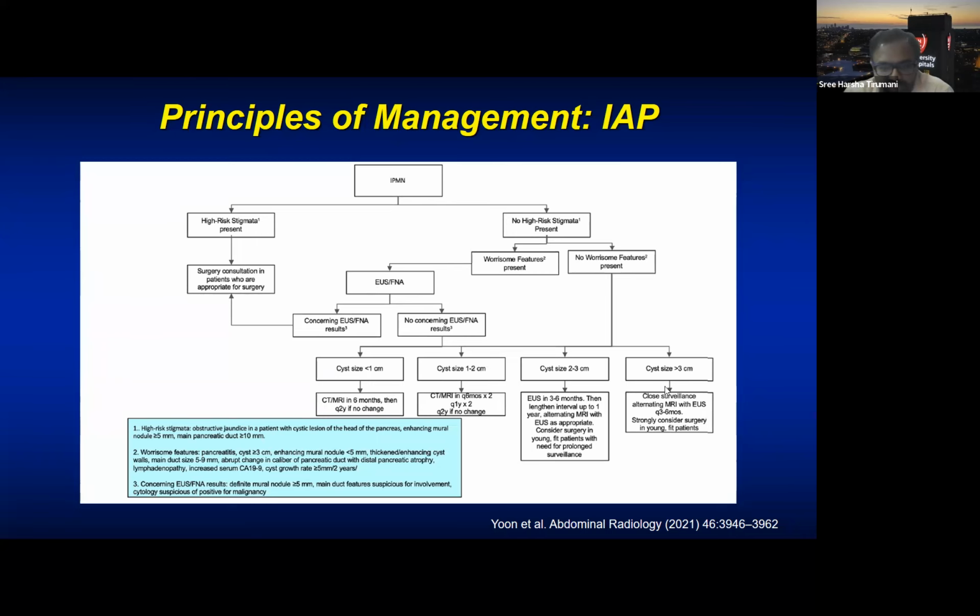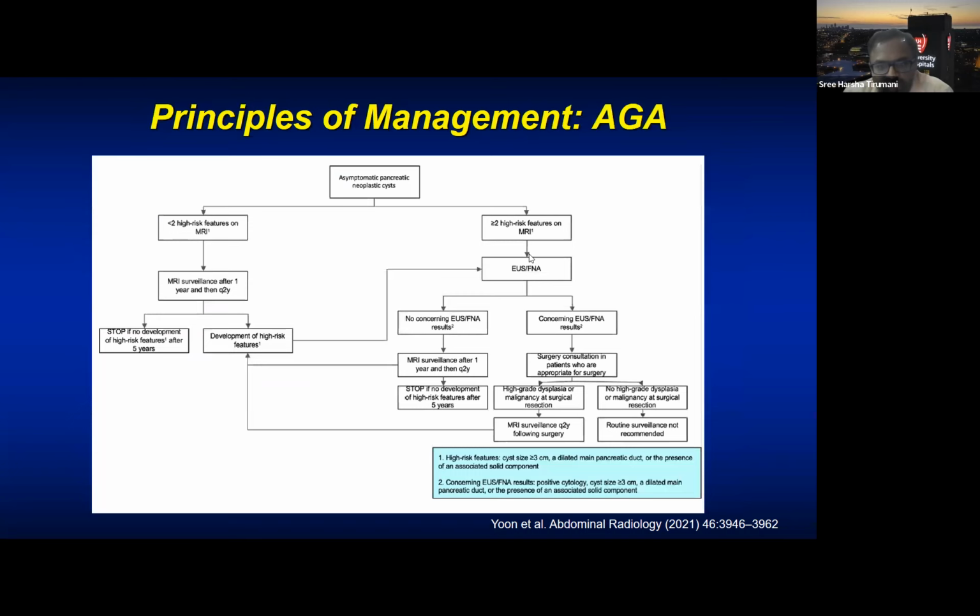And the surveillance is based on the size of the cyst. When it comes to the American Gastroenterological Association, as I mentioned, they don't really go into indications of surgical resection. Usually they try to stratify into high risk versus no high risk, and then just recommend that the patient either needs to undergo EUS or needs to undergo surveillance. So they leave room for some surgical consultation based on the findings we see on the EUS.